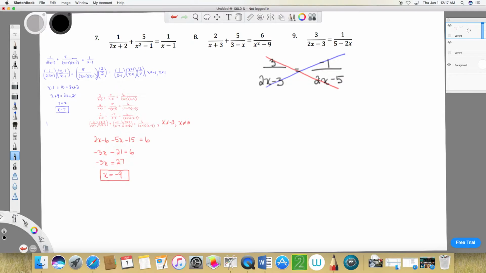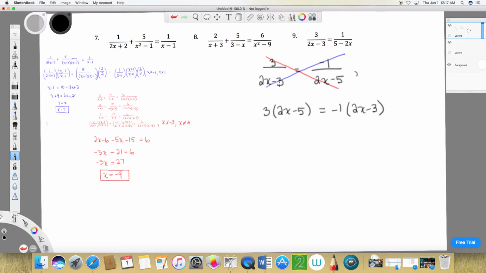If I multiply along that red diagonal, I get 3 times 2x minus 5. And if I multiply along this blue diagonal, I have negative 1 times 2x minus 3. So I guess really I didn't have to change the order of that subtraction with cross multiplying, but again, I'd kind of like you to see that. As long as you get the correct solution, your solution doesn't have to look exactly like mine.